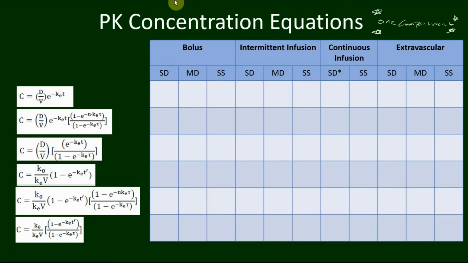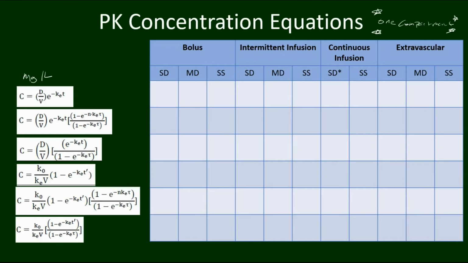So here are some of the concentration equations that we have, almost all of them. And the concentration, it should be noted, is usually in some sort of amount over volume. So typically we'll see milligrams per liter, but you might see something else, but it's going to be some sort of amount of drug per unit volume. So here's the first equation.